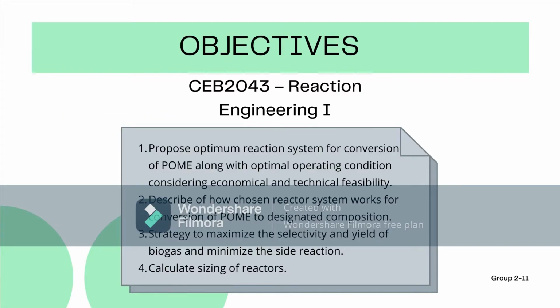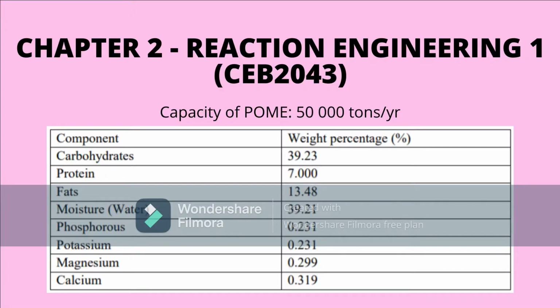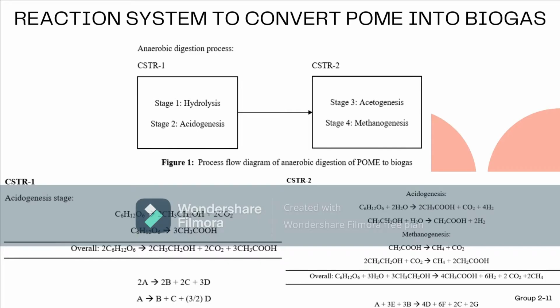The objectives for Reaction Engineering 1 course are as follows. For our group project, we were asked to design a reactor separator system for conversion of POME with a capacity of 50,000 tons per year to biogas of high quality. The average composition of POME are shown in the table. To convert POME raw material into methane gas, anaerobic digestion is chosen as the treatment process because of high yield of biogas while requiring lower energy cost.